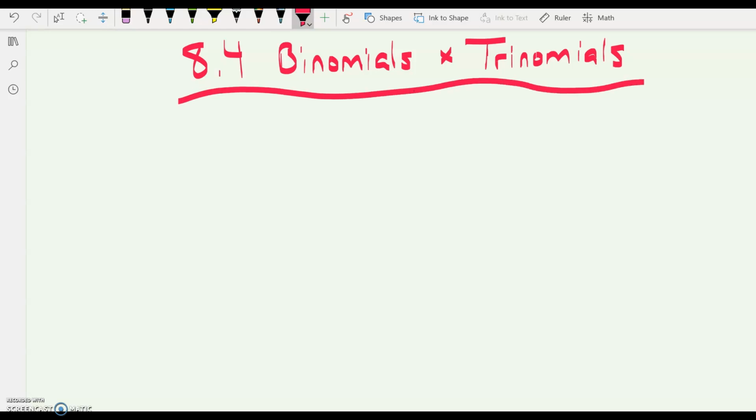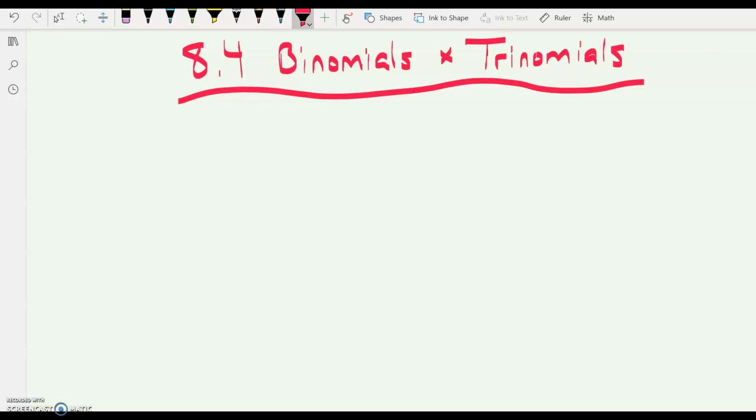A lot of today's lesson is going to seem like a review. One thing that I do want to go over is when we went back to last video, we explained how the FOIL method only worked when we were dealing with binomials times binomials. So we want to kind of move away from the FOIL method when we introduce the binomial times trinomials, and we want to start talking about using the area model or using the double distributive property. I'll do an example of each.